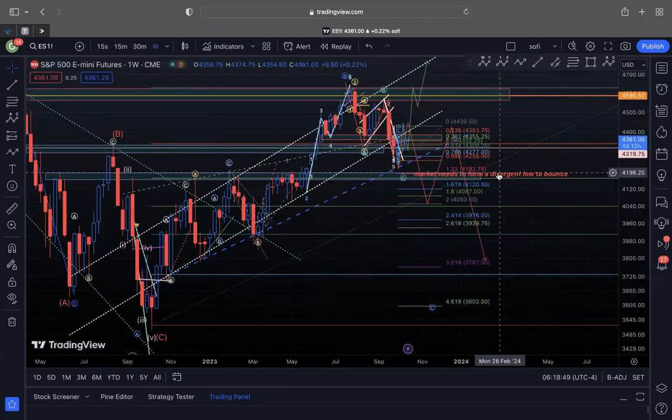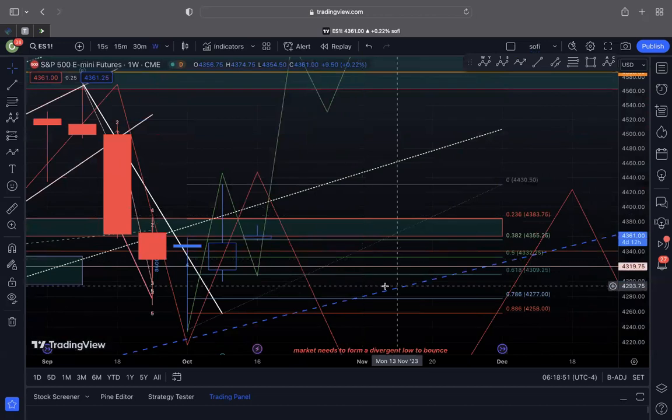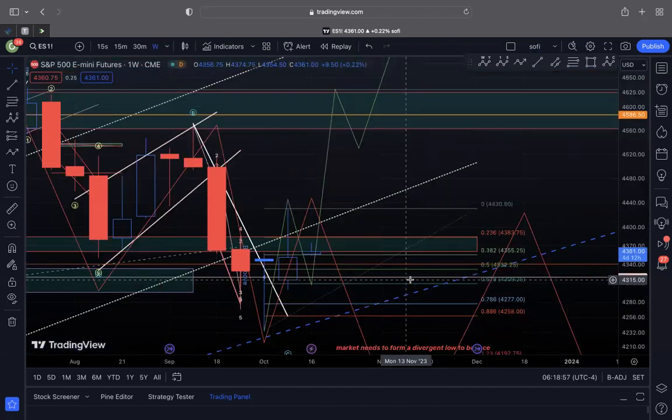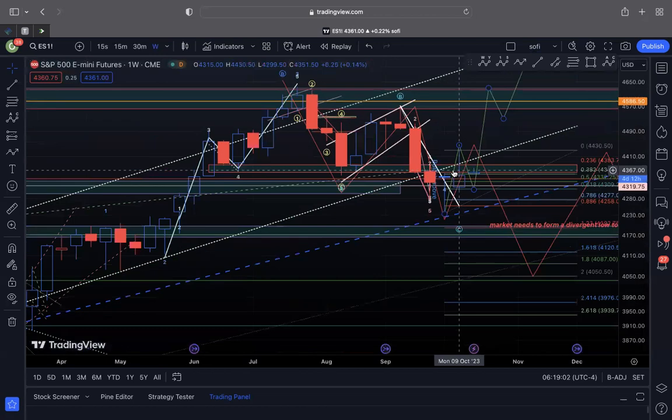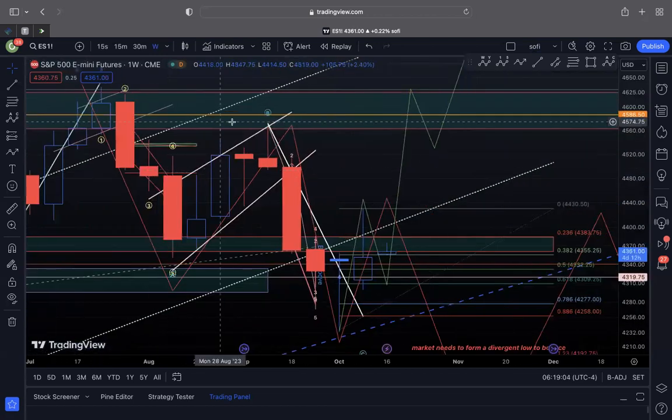So let's see how we react, whether you're bullish or bearish. I do think that this 4,332 or even 4,309 could get tested, and then let's see how we react. We do have a lot of earnings coming up. Earnings season starts, so it is going to be pretty tricky to forecast.